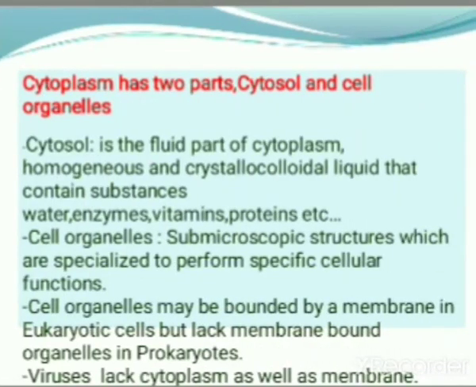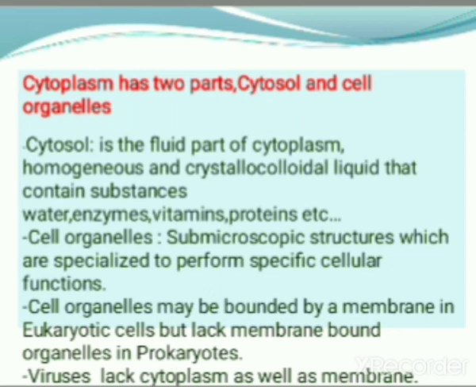Cytoplasm has two parts, cytosol and cell organelles. The cytosol is the fluid part of the cytoplasm, and cell organelles are structures which are specialized to perform specific cellular functions. Cell organelles may be bounded by a membrane in eukaryotic cells but lack membrane-bound organelles in prokaryotes.